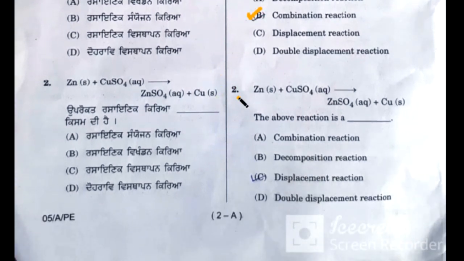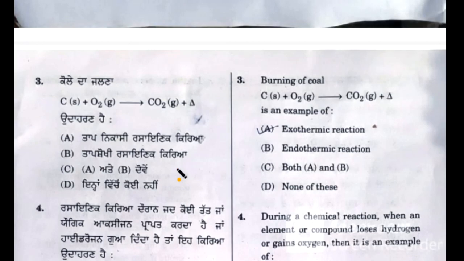Second question, zinc plus copper sulfate gives rise to zinc sulfate plus copper. This reaction is called the displacement reaction. Burning of coal, option A is correct, exothermic.